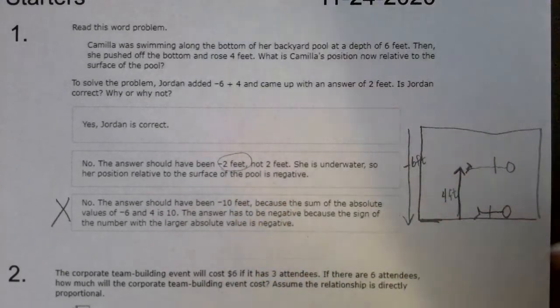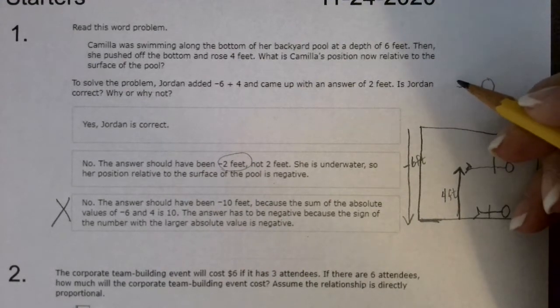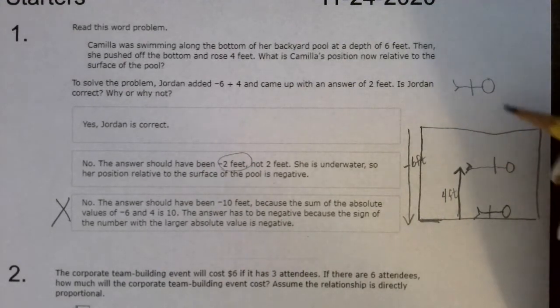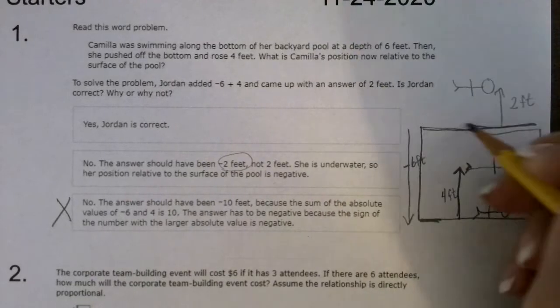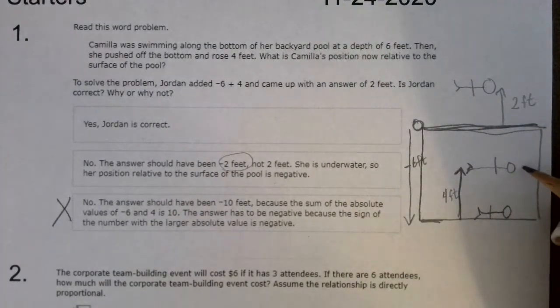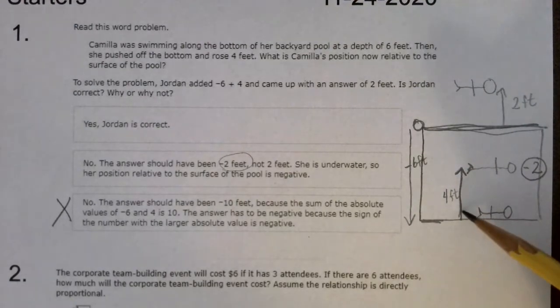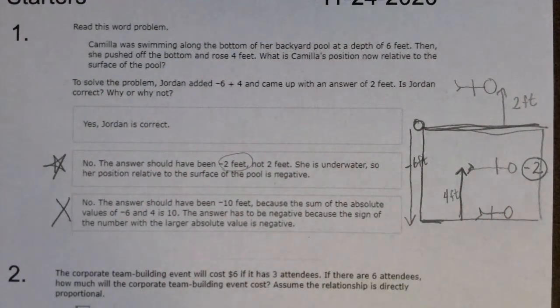So when she comes up that 4 feet, her answer should be -2 feet, not 2 feet. If she were at 2 feet, she would be up here swimming in the middle of the air because that would be +2 feet. The top of the pool is like the 0 on the number line. So she would be swimming at -2 feet because she's still underwater. She came up 4 feet, but she's still 2 feet under the water. So the correct answer is that second one.